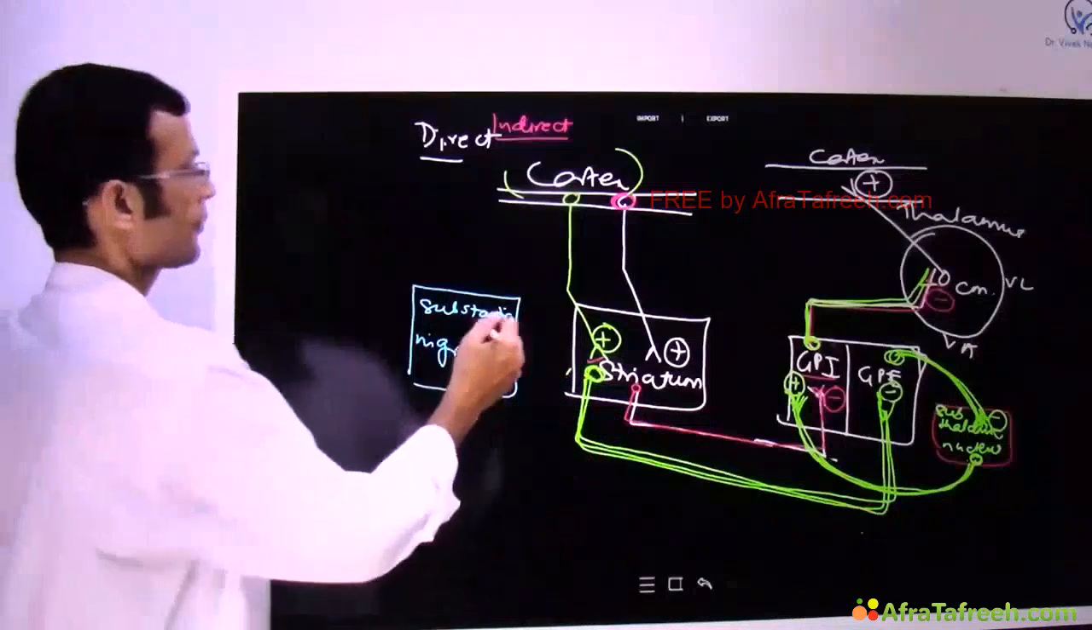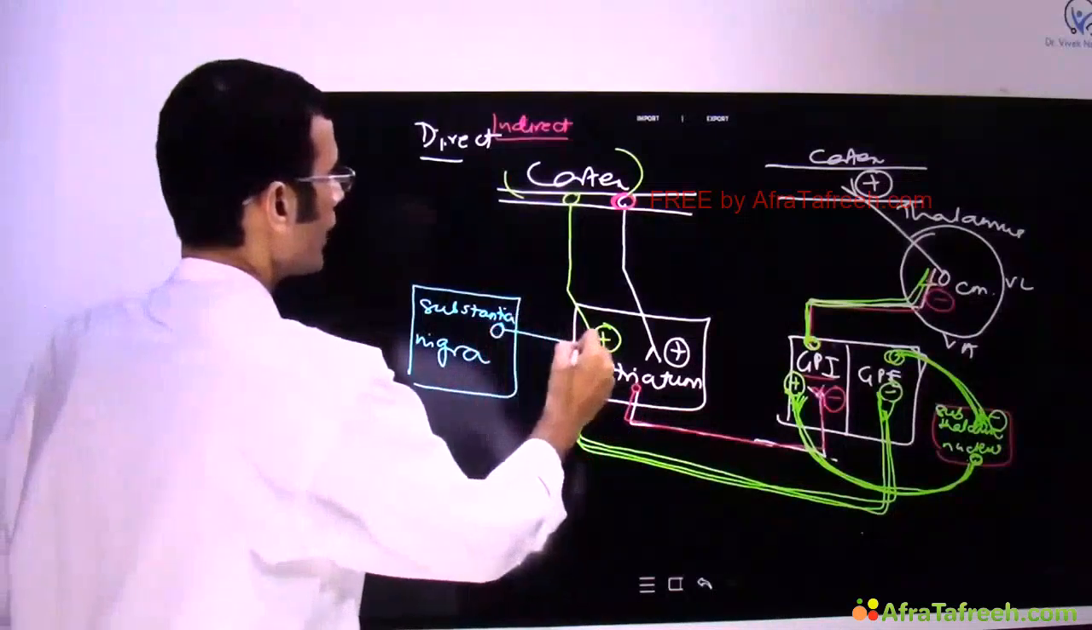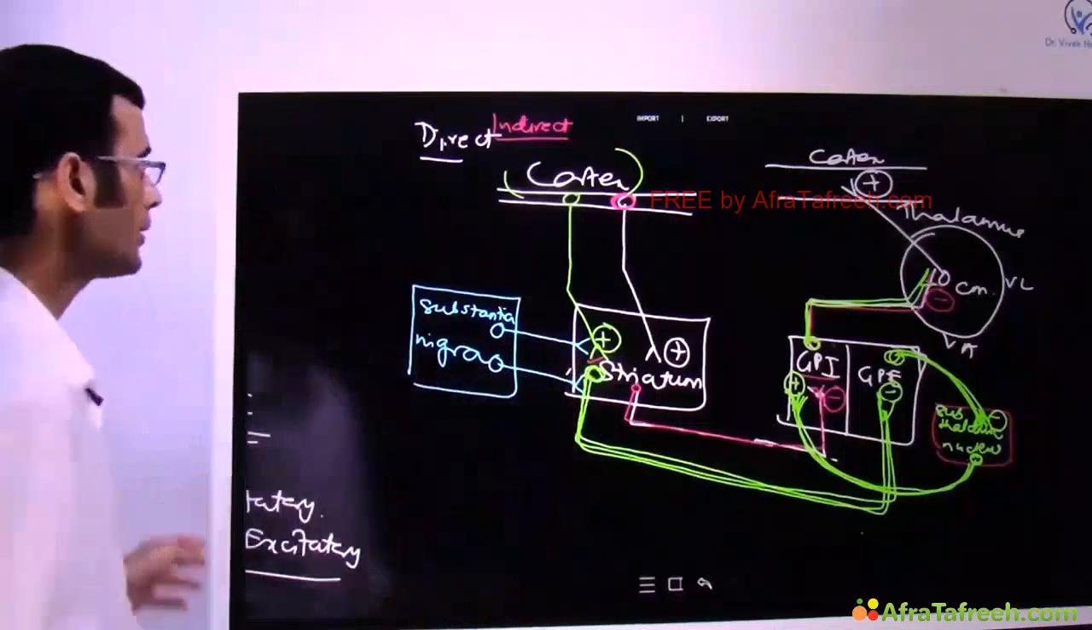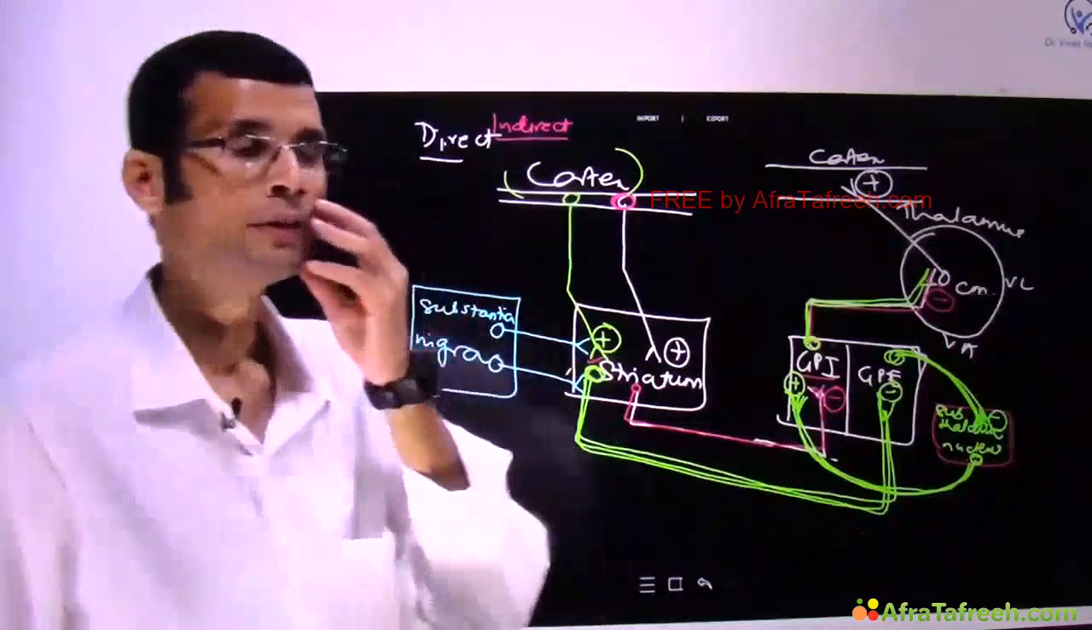So these will be called nigrostriatal projections.